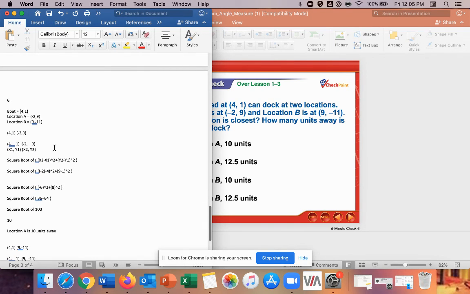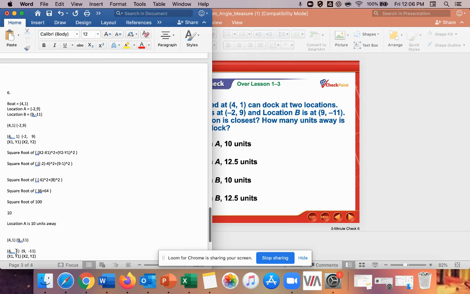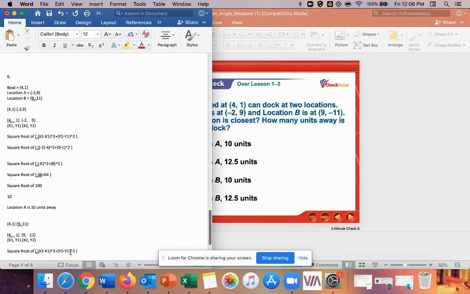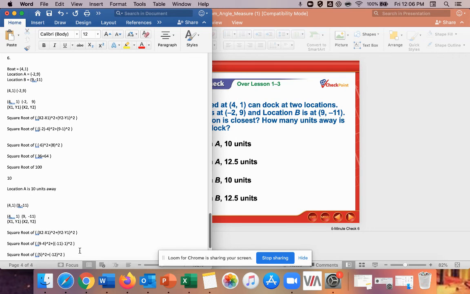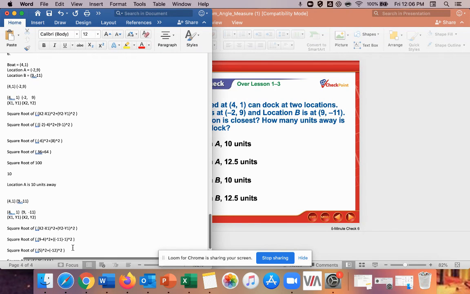Let's check out location B. The boat is (4, 1). Location B is (9, -11). So I labeled them, my x1, y1, my x2, y2. I wrote down the formula because I always think it's important to copy down the formula. I got my square root of, plugged everything in. So I got x2 is 9, my x1 is 4, my y2 is -11, and my y1 is 1. All right, so 9 minus 4 is going to be 5. -11 minus 1 is going to be -12.